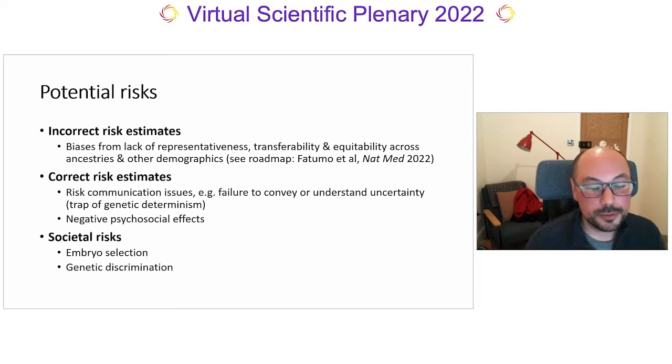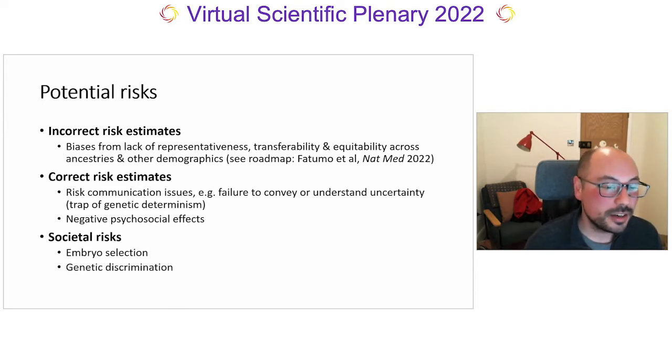There are also risks from incorrect risk estimates, including those which arise from risk communication issues, such as if a healthcare professional doesn't convey the uncertainty, indeed the probabilistic nature of a polygenic score, then the individual may incorrectly believe that their polygenic score means future disease is inevitable, thus sort of playing into the widely held but mistaken beliefs about genetic determinism.